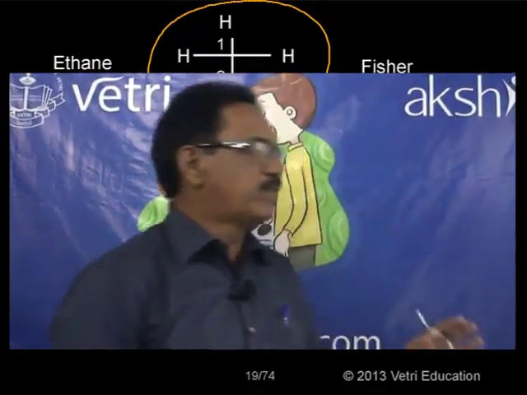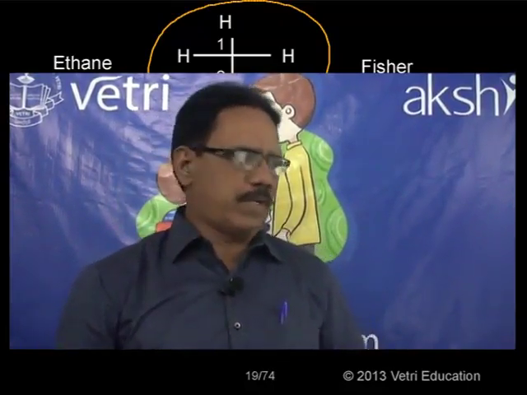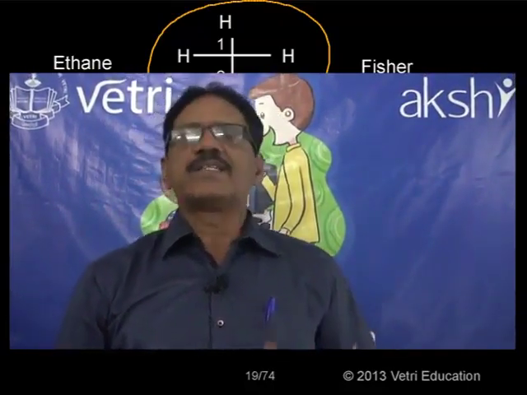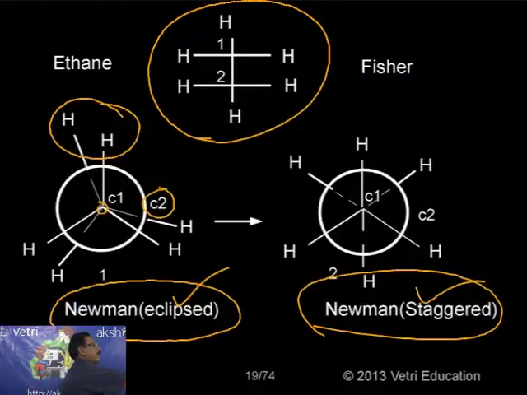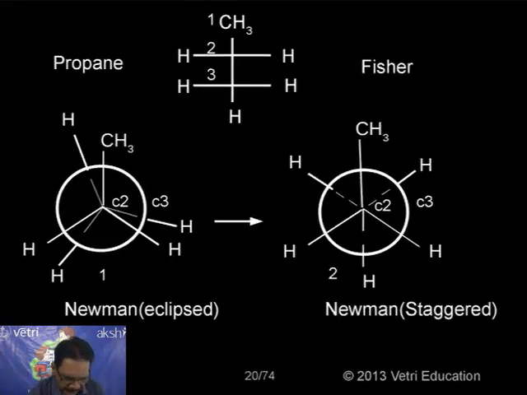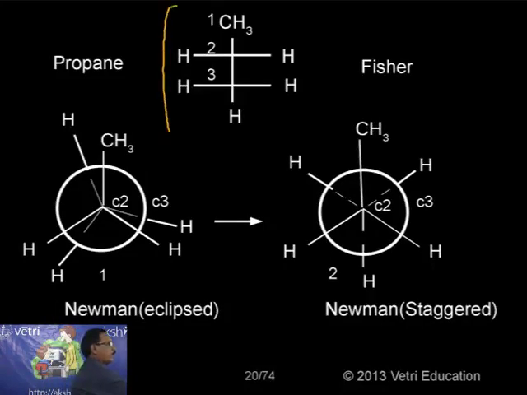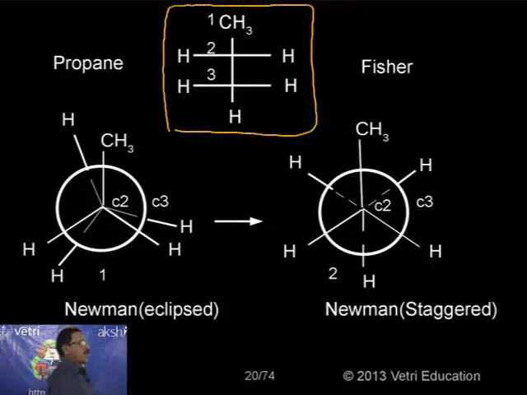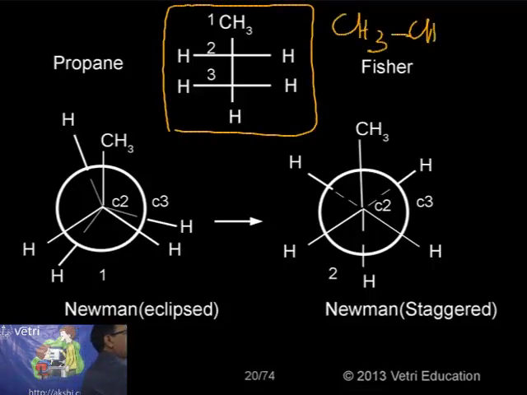So, temporarily, here in ethane, there are two conformations possible. One is eclipse, another is staggered. The staggered conformation is more stable than eclipse. Now, just see here. What you are now seeing is propane. In the board, you are now seeing the Newman projection for propane. So how do we actually do it? Kindly follow. When I am writing CH3, CH2, CH3, this is propane. Let me call this 1, this 2, this 3.